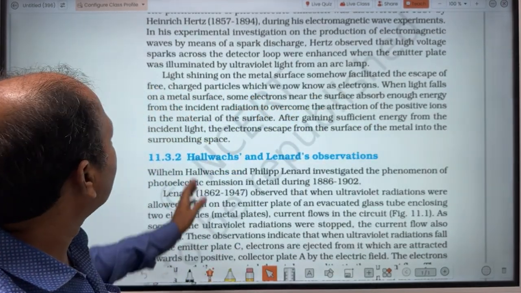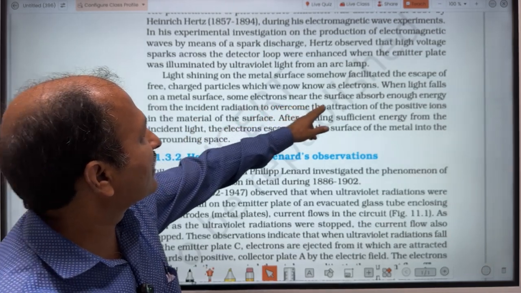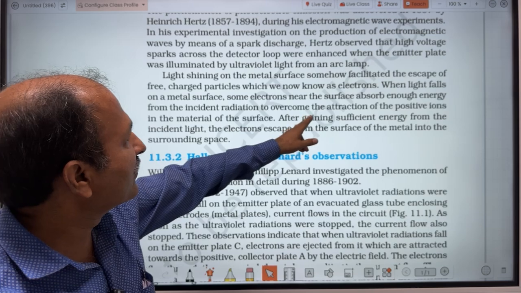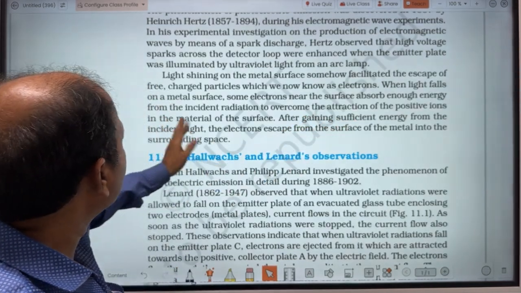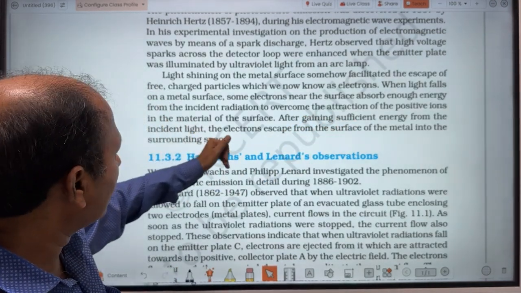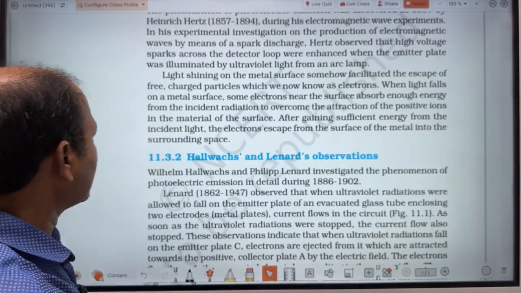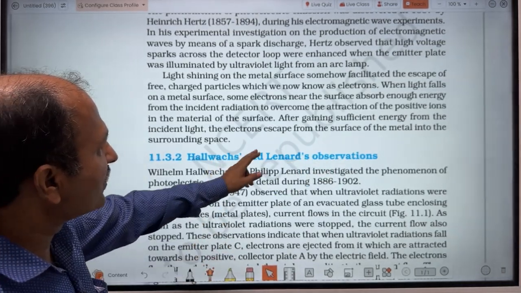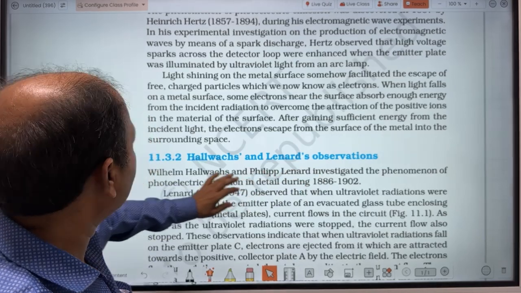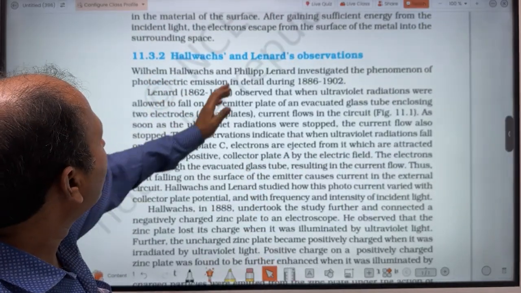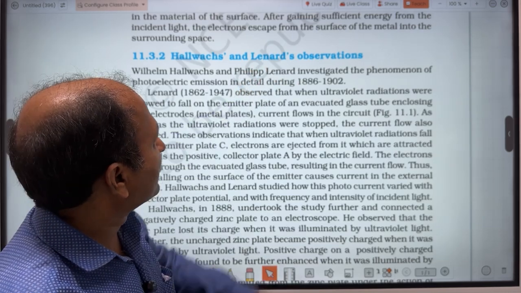When light falls on a metal surface, some electrons near the surface absorb enough energy from the incident radiation to overcome the attraction of the positive ions in the material of the surface. After gaining sufficient energy from the incident light, the electrons escape from the surface of the metal into the surrounding space. Now, Hallwachs and Lenard's observation.